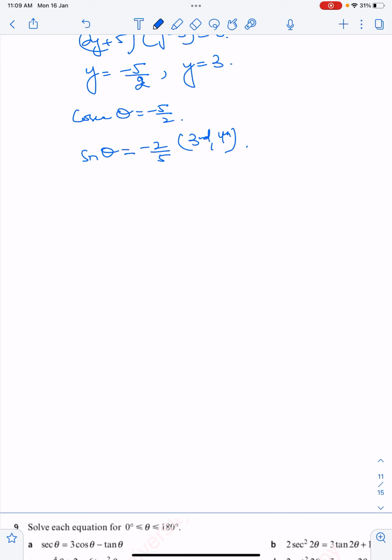So simply the basic angle is sine inverse of 0.4, which is giving me 23.6 degrees. For the third quadrant, I just have to simply add 180 to this, which is giving me theta as 203.6, up to one decimal place. And for the fourth quadrant, I will have to subtract this from 360 minus 23.6, which is 336.4.